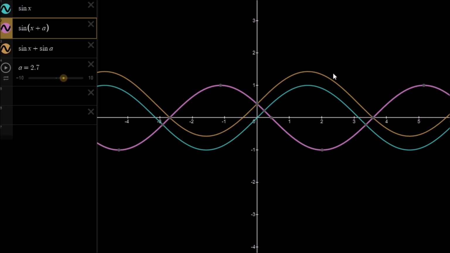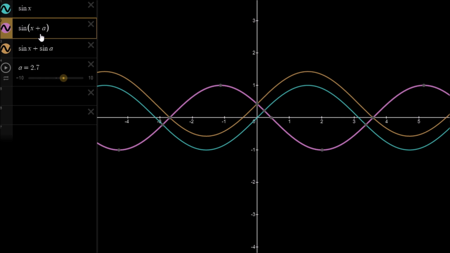We get the function here in brown. So it means that we can see here that the sine of x plus a is not the same as the sine of x plus the sine of a. So the question we want to be able to answer then is, how do we generate this sine of x plus a? That is, how do we multiply out these brackets in order to give us the new function sine of x plus a?